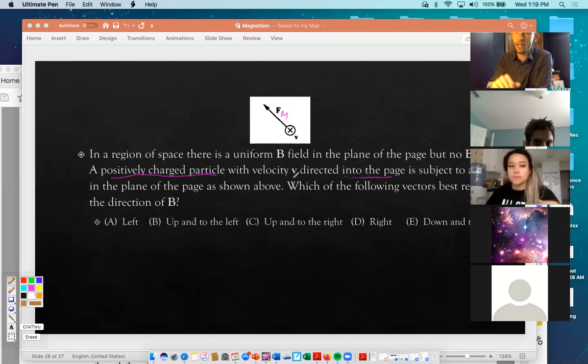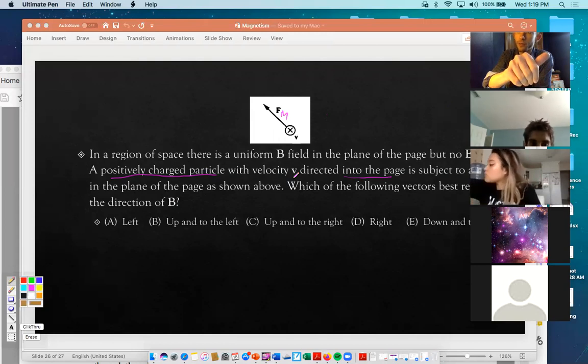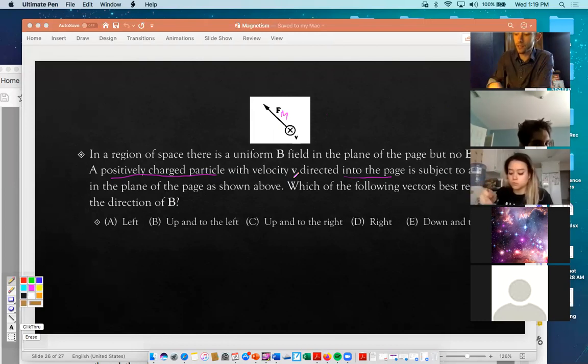So I need to take my right hand. I need to point my fingers into the page because my fingers have to line up with the velocity vector. I know that the force ends up pointing up and to the left like this, so my thumb has to be pointing up and to the left like this. My fingers on my right hand are pointing into the screen, and then they're going to curl as if I'm swinging that velocity vector down to meet the field vector. So when I do that, my fingers are curling down and to the left right now. And so the answer should be E.